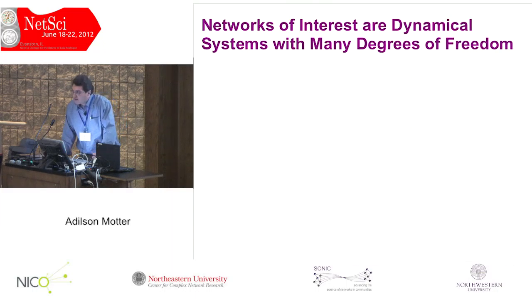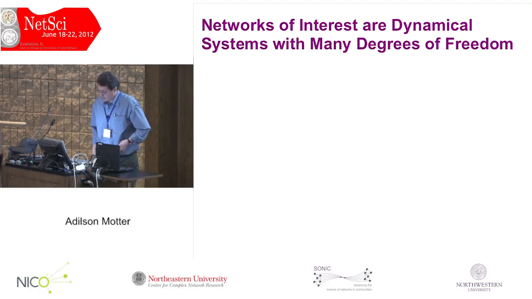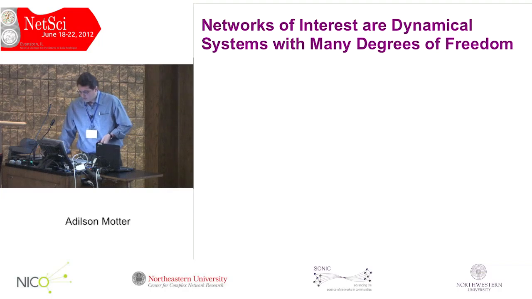These examples are very carefully chosen to have a very small number of degrees of freedom, a very small number of nodes. But in general, most of the networks that we care about are much larger. They are in general dynamical systems. They are made up of nodes that are dynamical systems, and therefore they are dynamical systems which have a very large number of degrees of freedom.